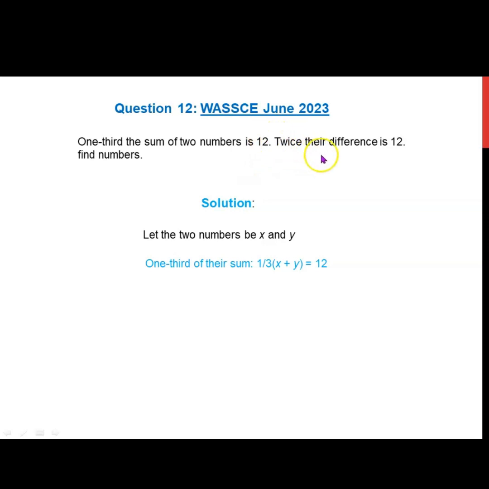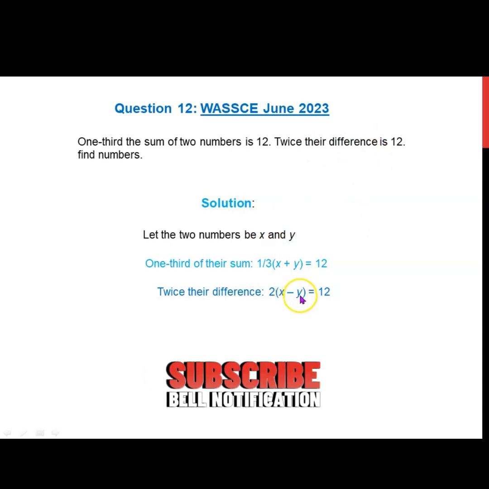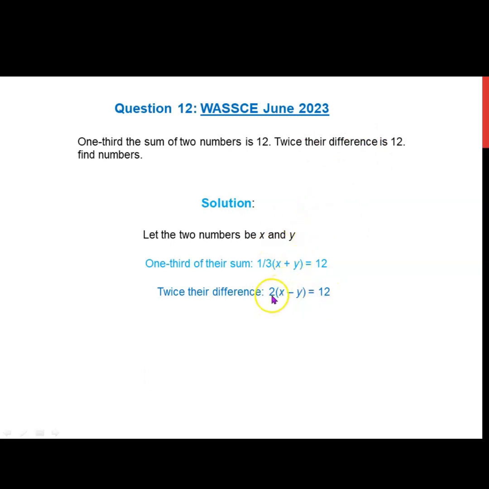Now let's come to the second sentence. We see that twice their difference is 12. Now, twice their difference is what? Their difference is x minus y, and twice of it is equal to 12. So we have 2 into bracket x minus y, and everything is equal to 12.